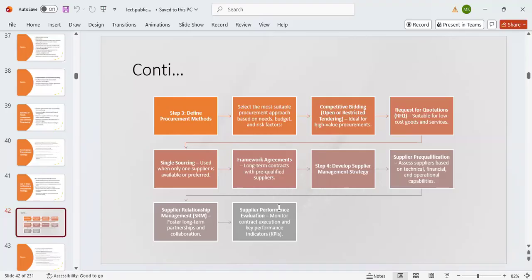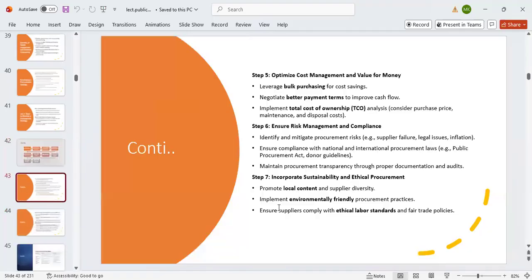The other aspect of the supplier management strategy is that you do evaluation, you monitor the contract execution and key performance indicators to see whether the suppliers or the contractors are doing the right work, to be able to create value for you. So this section is all about contract management. Then the fifth step is to optimize cost management and value for money.